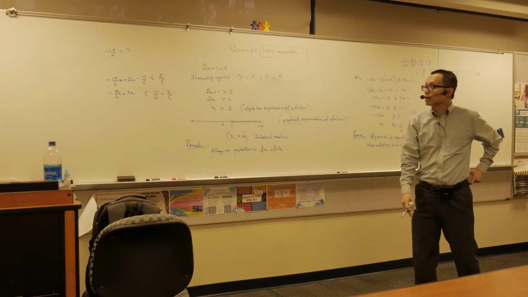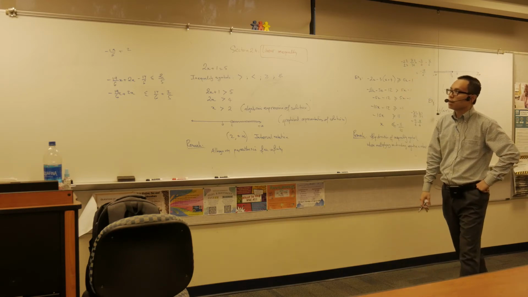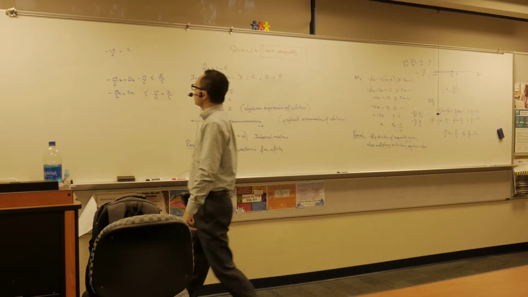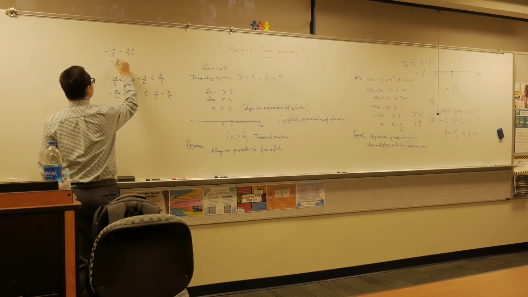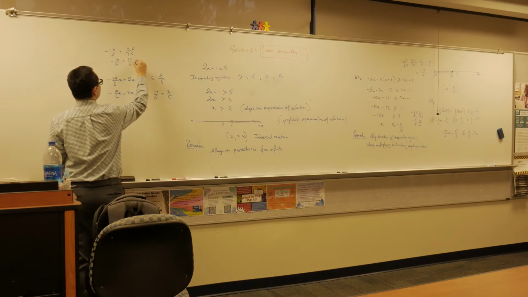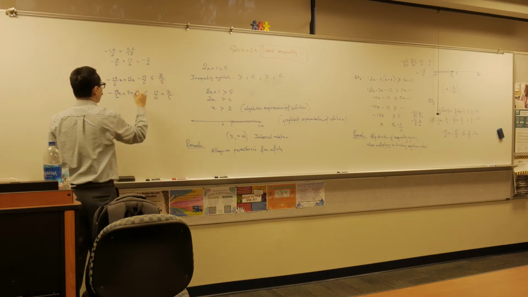What is the LCD there? 6. Alright, 6 will be 2 over 1, times 6, so negative 19 over 6 plus 12 over 6 is negative 7 over 6.